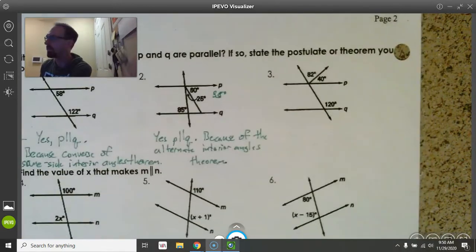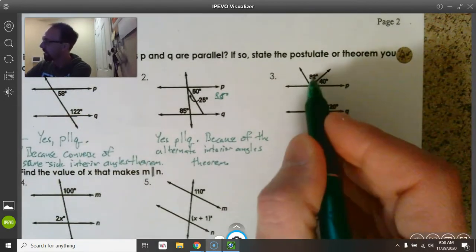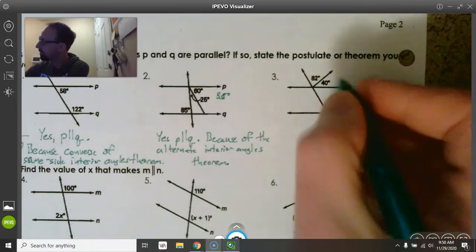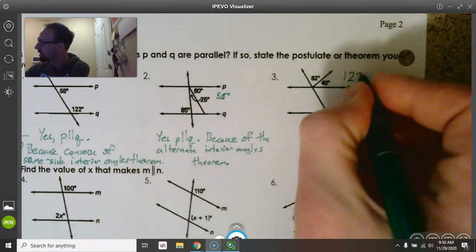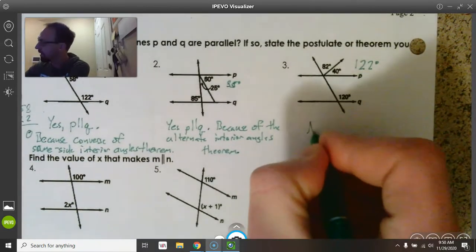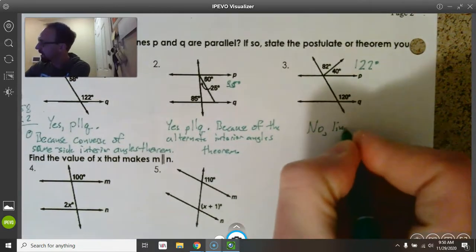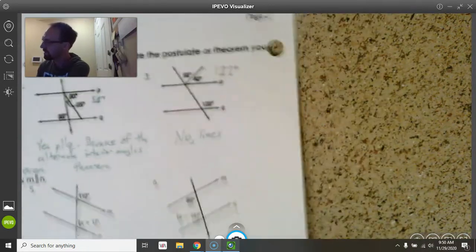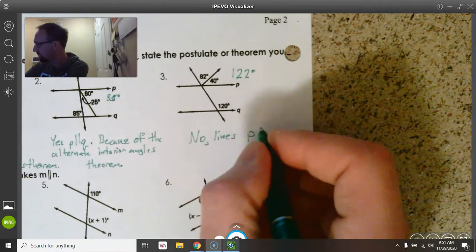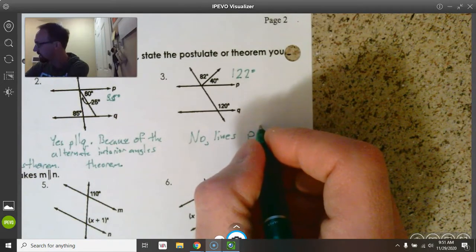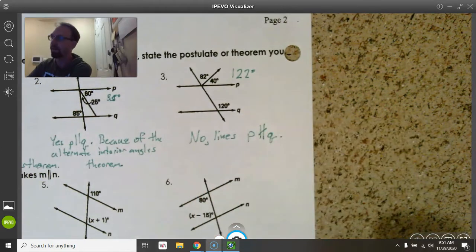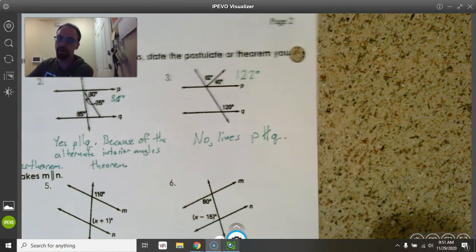So then now for this one here, I have these two angles, 82 and 40, and then that's 120. 82 and 40 add up to be 122 degrees. 122 degrees is not the same as 120 degrees, so no, lines P and Q are not parallel. So that's what that means. Lines P and Q are not parallel.